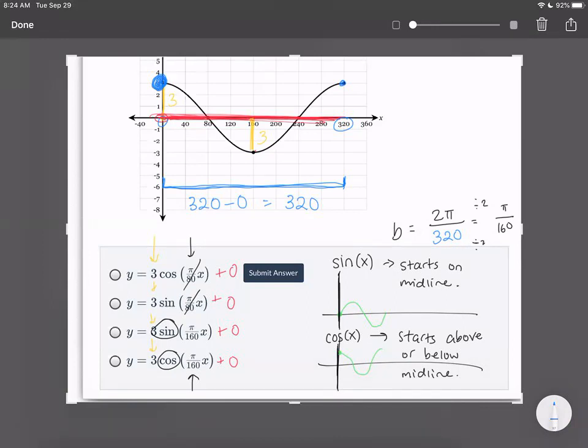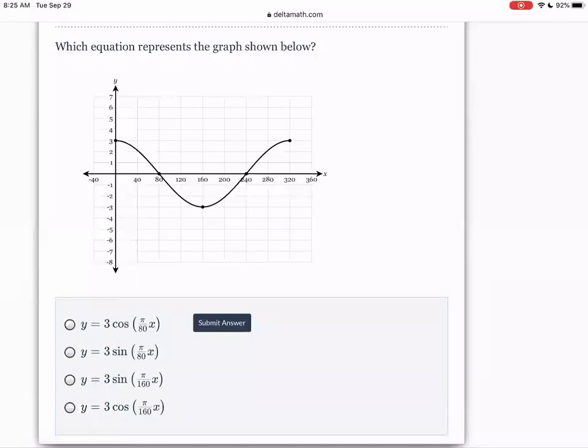Cosine, yes. Good job. So since we are not literally starting on the midline, we are a cosine graph. So then let's cross that one out. And so we're going to select the last one. We have a cosine. So there, cosine.